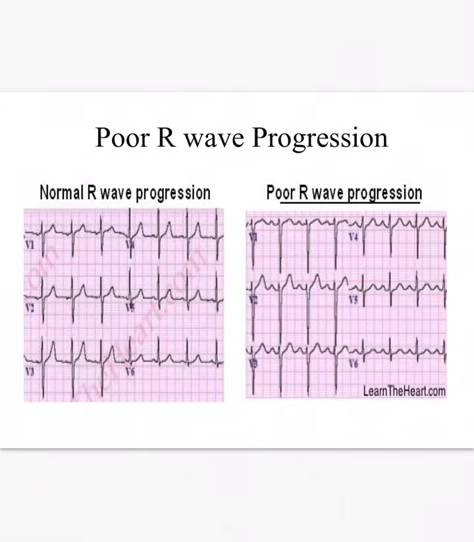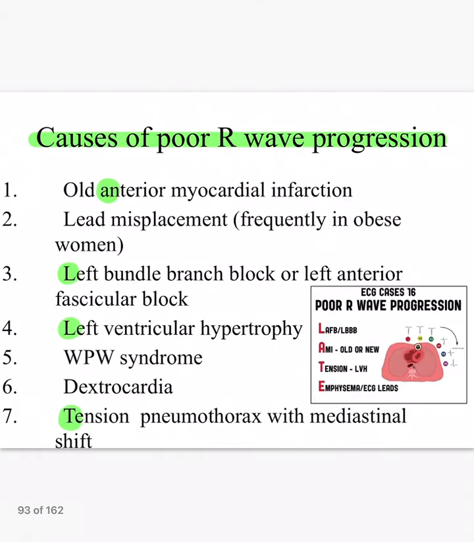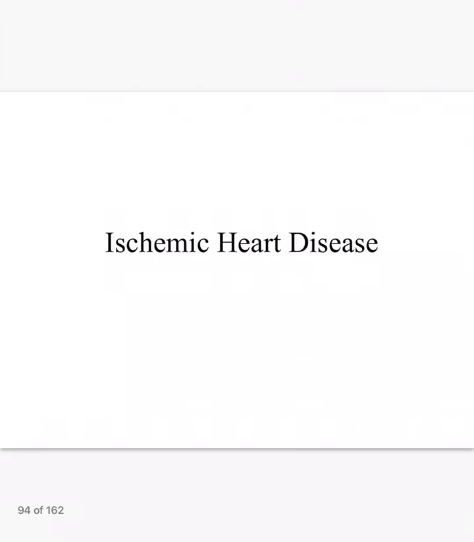Now coming on to the poor R wave progression. See, what normally happens is it goes up immediately. Here this R wave is going too down. Do you see? It's dipping too down. So it's progressing poorly. So what is the cause? Remember, poor means that is late. L means there is left bundle branch block or the left anterior fascicular block. A means anterior myocardial infarction. T means tension pneumothorax. E means emphysema or ECG leads misplaced. So this is about your poor R wave progression.